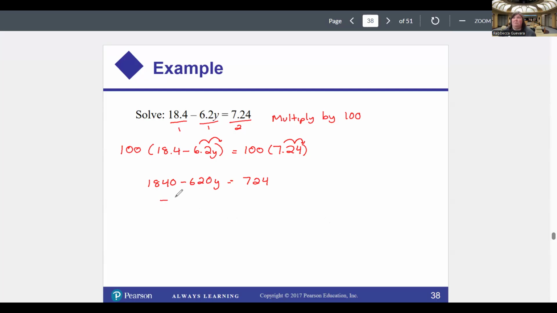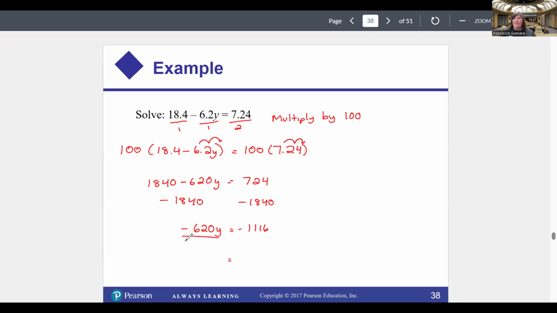So now we just have to isolate that variable that we have, our y. Let me get my calculator here. 724 minus 1,840 is going to leave me with minus 1,100. Oh, sorry, 1,116. There we go. And here we'll be just left with the negative 620y.